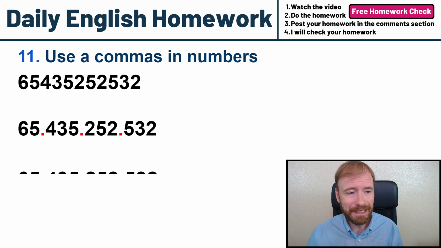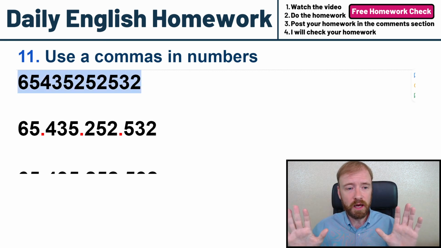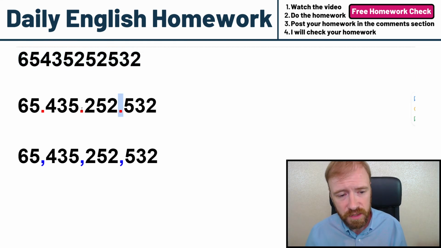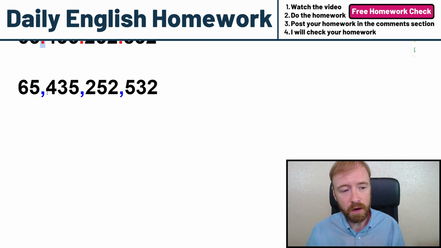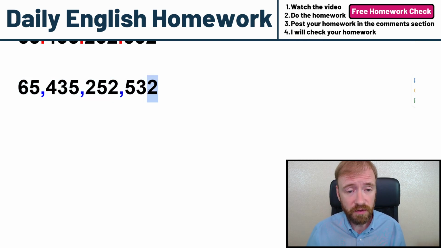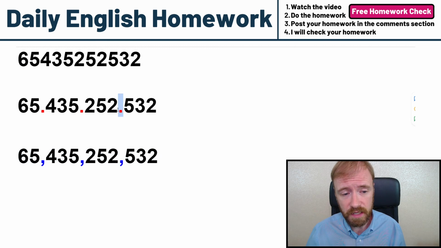Use a comma in numbers. Here's a large number. We would never write a number like that. I see some countries use these periods here. In English, we don't use periods. They must be a comma. So this is how we would write a large number. Every 3, a comma. It must be written this way in English. This is incorrect in English, so we do not use it this way.